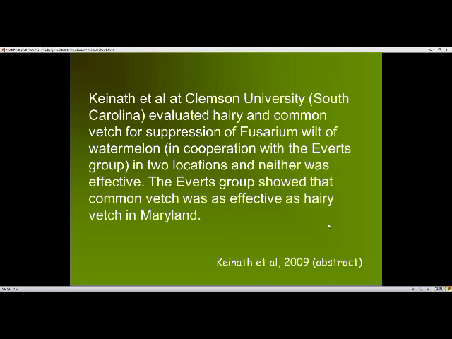As an indication of how maybe this is not transferable to other locations, or at least not all other locations, researchers at Clemson University in South Carolina evaluated this method, and they did this in partnership with Kate Everts at Maryland. So they were doing exactly what the Everts group did, and actually the Everts group had the same trials that same year in Maryland. But in South Carolina, neither hairy vetch nor common vetch was effective in suppressing fusarium wilt of watermelon. The Everts group at the same time showed that not only hairy vetch but also common vetch were effective in Maryland. So it's not necessarily transferable.